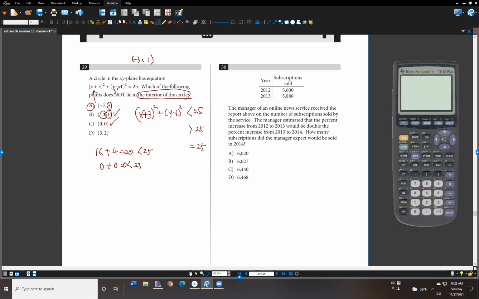0, 0 is okay. What about this one? x is 3, so 6 squared is 36. y is 2, so 1 squared. That is greater than 25. That is not inside the circle. That is outside of the circle. This way, choice D is the answer.